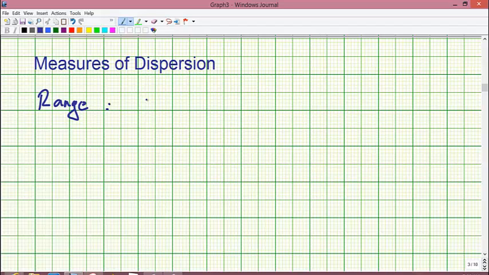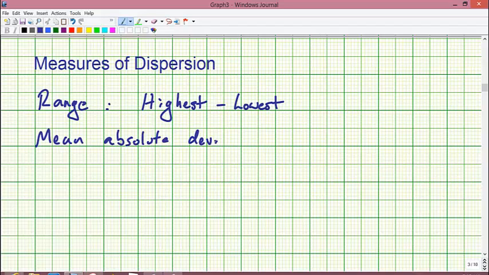And the range is an easy calculation. It's the highest value minus the lowest value. Okay? A nice, simple concept. The next concept is less simple. It's called the mean absolute deviation. And it is calculated like this.